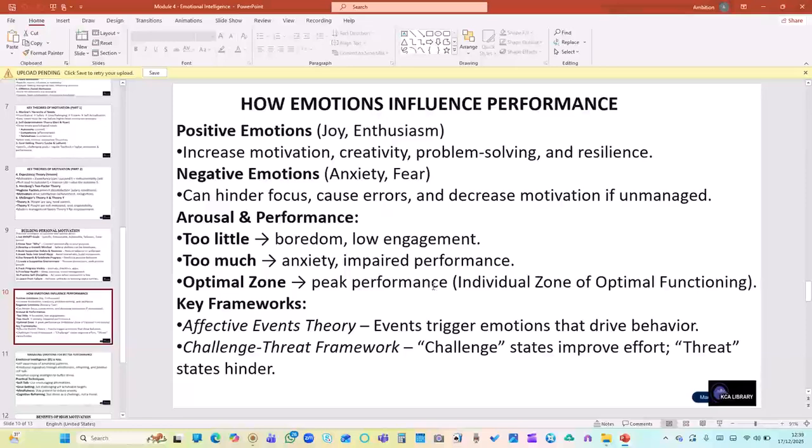The key framework is affective events theory. Events trigger emotion that drives behavior. Challenge-threat emotion framework. Challenge state improves effort. Threat state hinders. So threat state hinders, whereas challenge state improves effort.